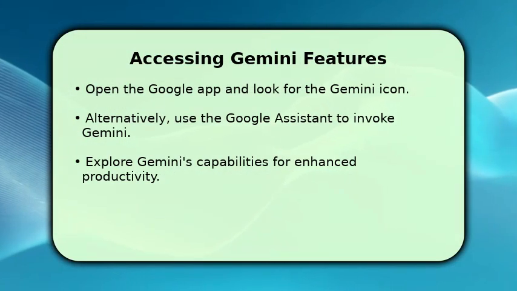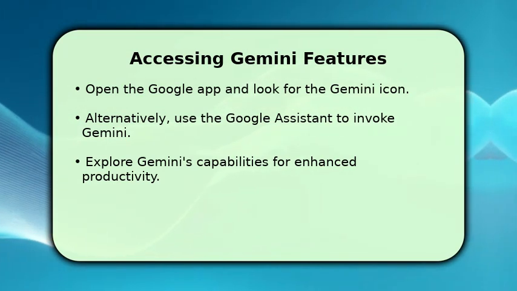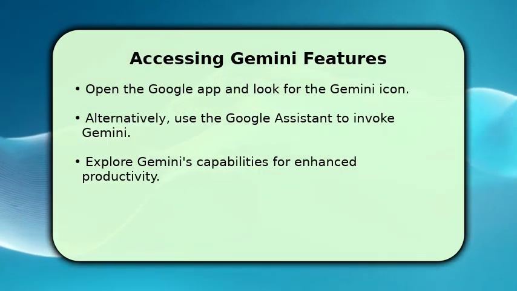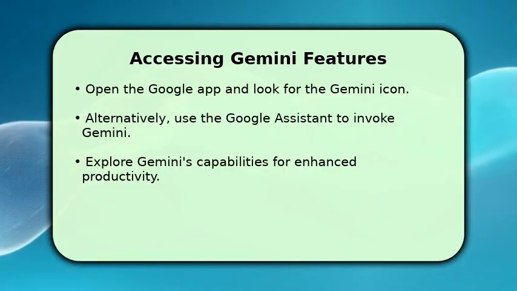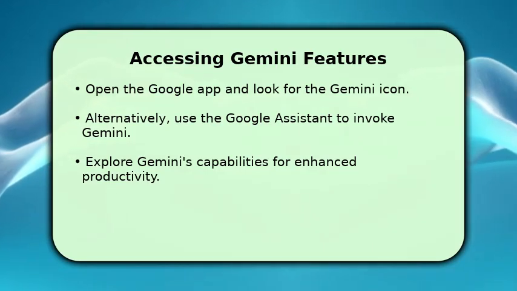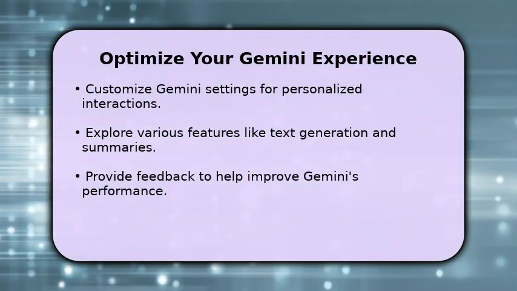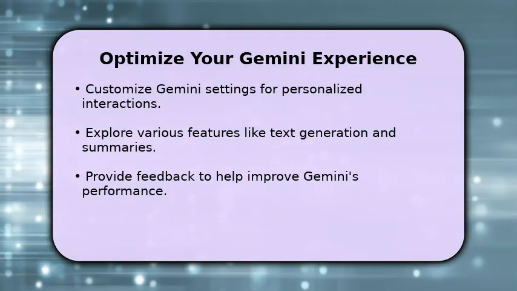Once your Google app is updated, open it and look for the Gemini icon, often found near the search bar or within the assistant settings. Alternatively, you can often invoke Gemini's features directly through your existing Google Assistant by saying, "Hey Google, open Gemini," or asking a complex query. This integration allows for a seamless transition, providing powerful AI assistance right at your fingertips on your Samsung device.